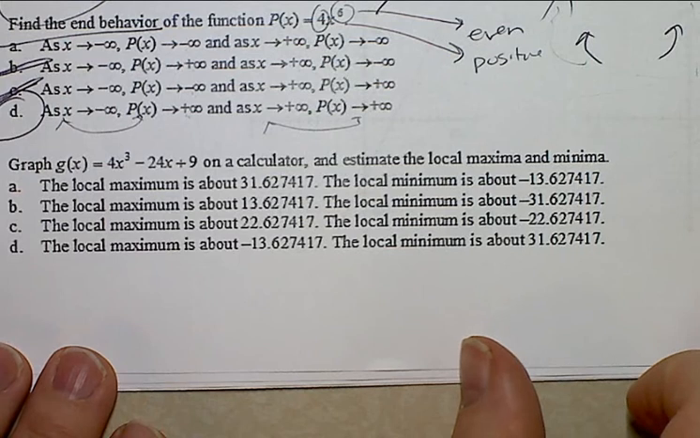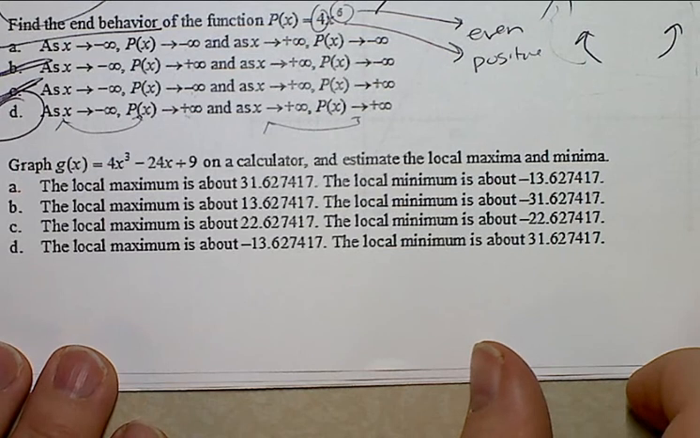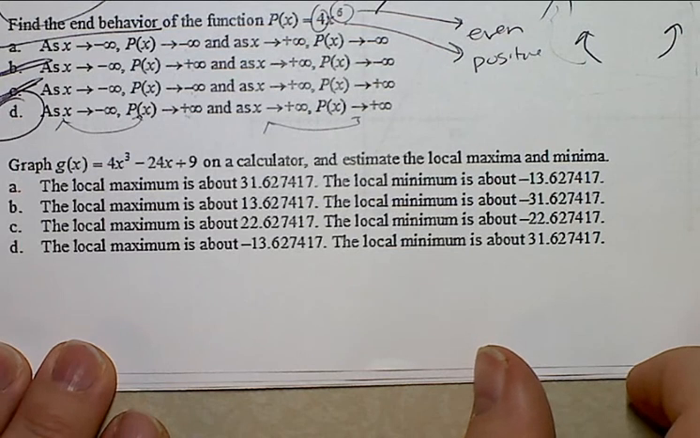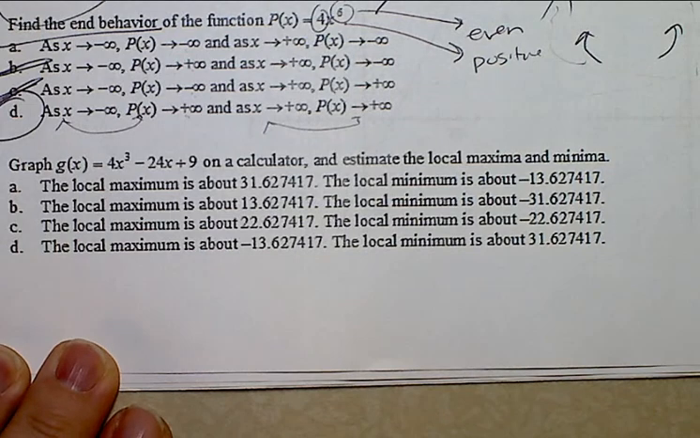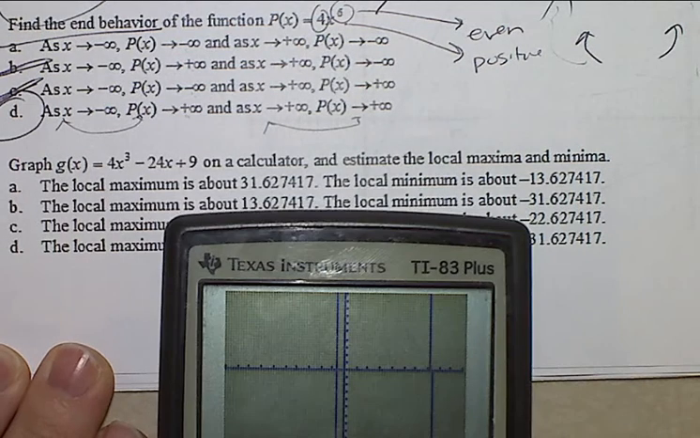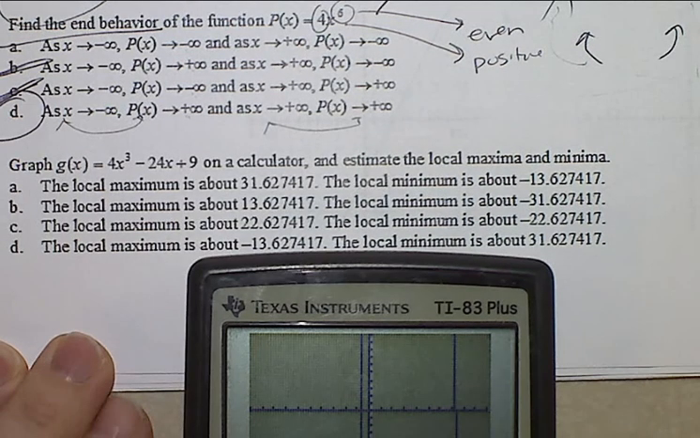Graph the following equation on a calculator and estimate the local maximum and minimum. All right, you have 1 minute. Do second plus 7, 1, 2. You are going to have to probably adjust your window.